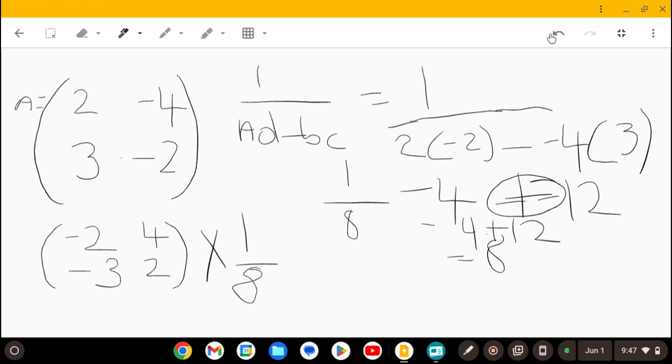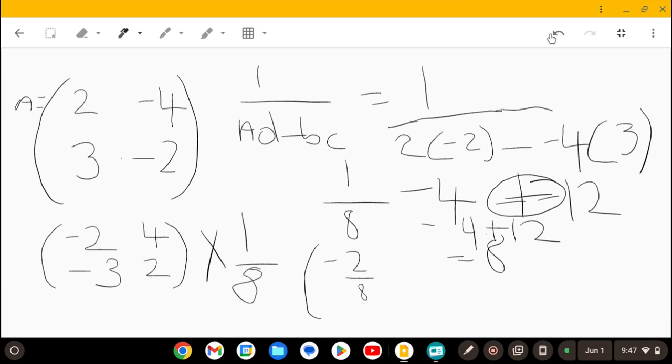Some will leave it like this, without simplifying. But in some cases you're required to simplify, so let's do that. We need to multiply 1 over 8 times the adjoint, -2, 4, -3, and 2. So -2 times 1 over 8 is going to give us -2 over 8.